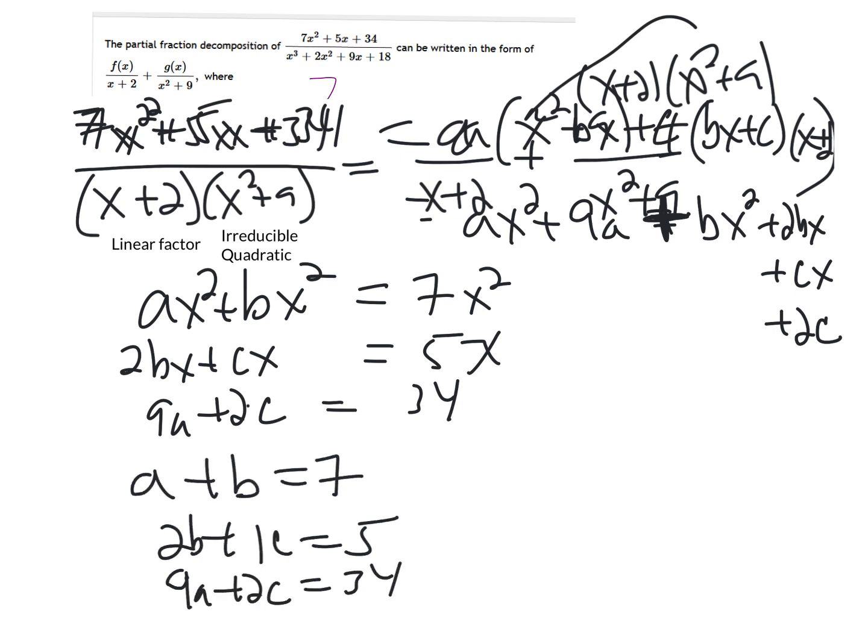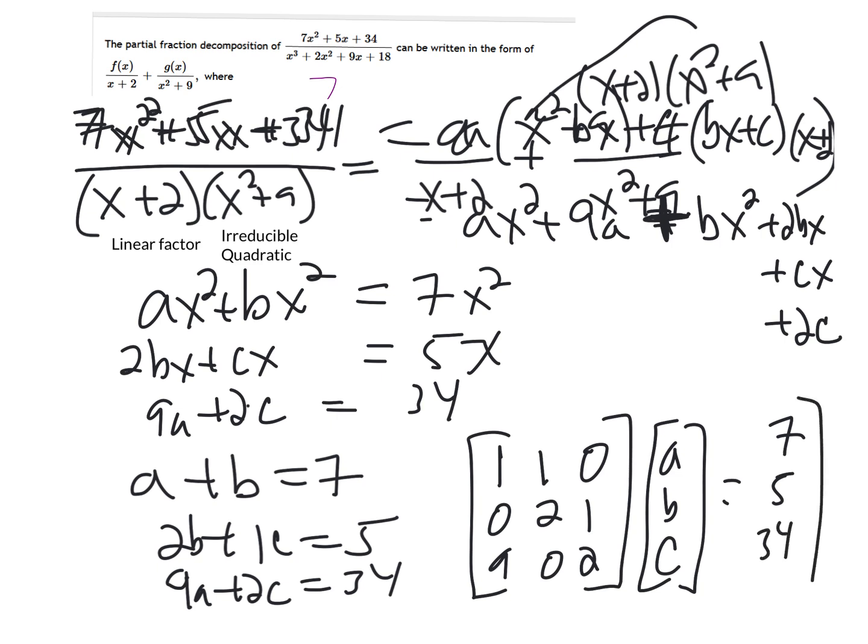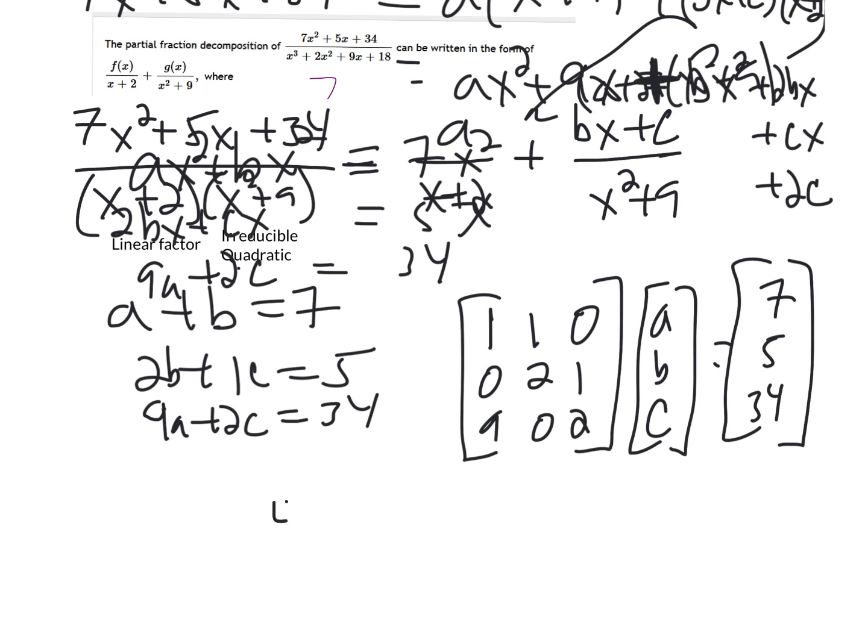So then we write the matrices: 1, 1, and 0 because there's no c in that term. No a in this next one, so 0, 2, and 1. Then we've got 9, 0 b's, and 2 c's. That's going to be multiplied by a, b, c. And then the constant terms are what? 7, 5, and 34. Now we just throw this in the calculator, do A inverse times B, and that should give us the answer. My calculator told me that I'm getting 4, 3, -1 for a solution.